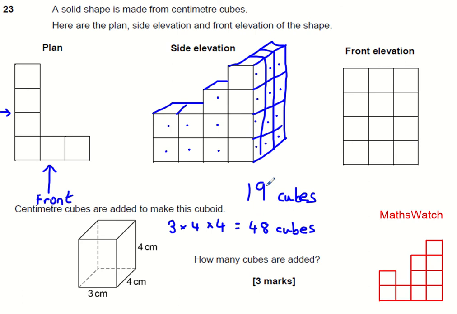So we had 19 cubes already. We need to get up to 48. We need to find out how many cubes are added. So that is just 48 minus 19, which is 29. So 29 cubes are added to make that cuboid.